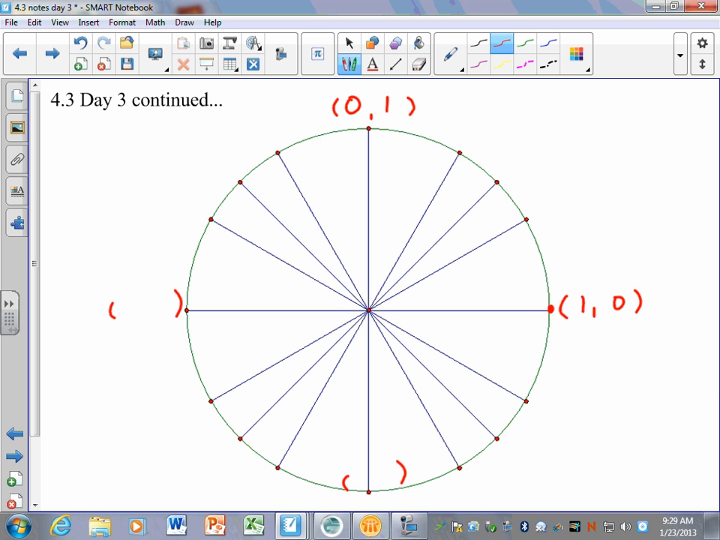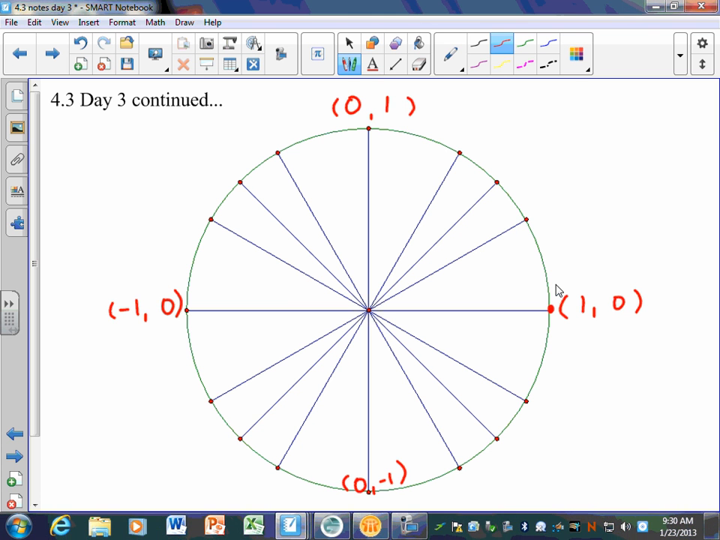Over here, I'm on the negative side of the X-axis with a radius of 1, so that's negative 1, 0. And down here, I'm on the negative Y, so that's 0, negative 1, right? Hopefully that makes sense. The other ones are the ones that we want to make sense of.